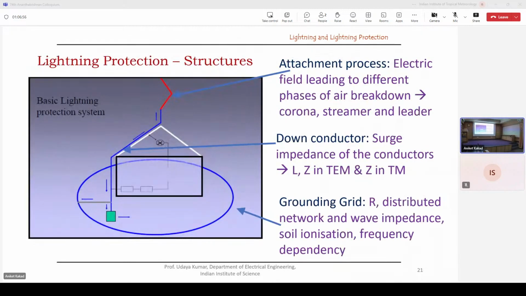Now I'll spend some time on this. This is an important picture for me, taken from the IEC standard. What should I do to protect my building? Protection is a term used in different contexts. First and foremost, I don't want current to flow through my structure, which means I need a dedicated path for the current to ground. That is the first job. How to do that? It looks very simple.